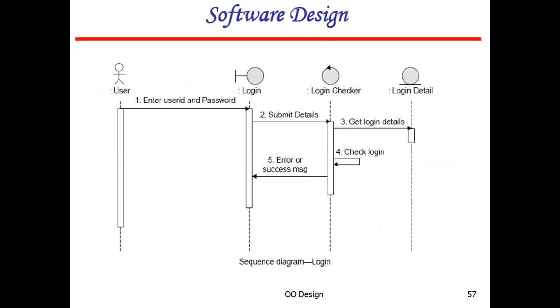These details are submitted to the login checker. The login checker is not itself a database. It will fetch the details from the login details database and check whether they match or not. If the details match, then the user successfully logs in. Otherwise, an error message is displayed. So this is for one activity.